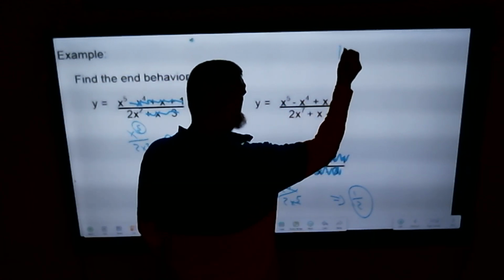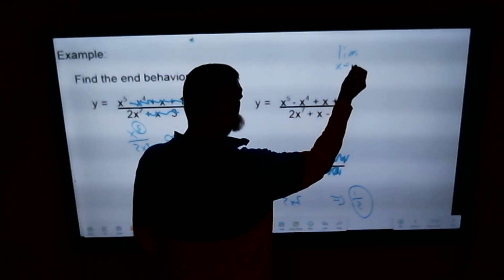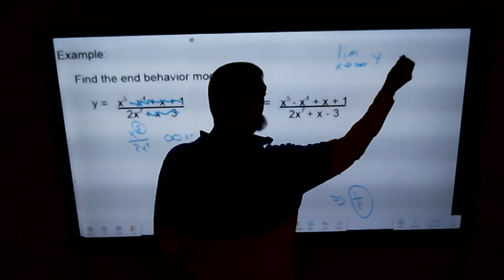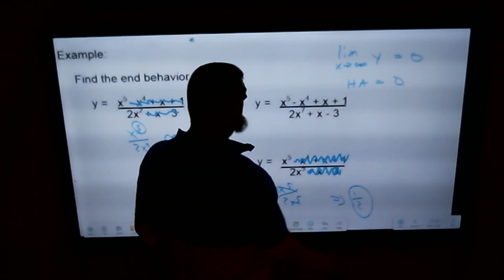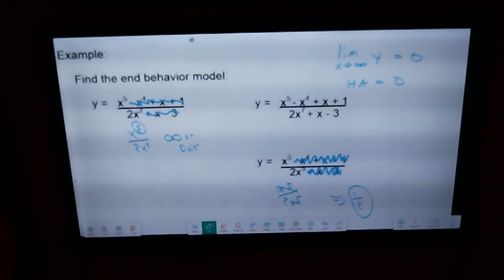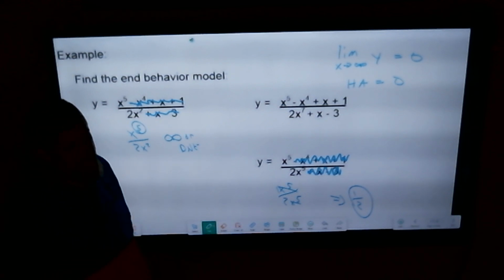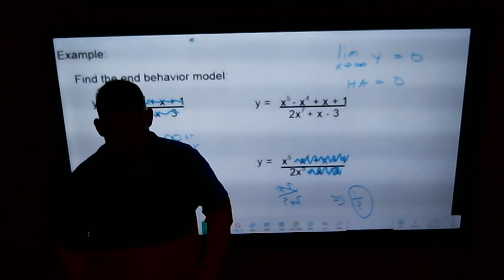So, if you haven't caught it, I've said it several different ways. The limit as x goes to infinity of y equals 0. Or I could say the horizontal asymptote equals 0. They're exactly the same thing. You find them exactly the same way, just a different way of asking the question. In fact, there's a third way to ask it as well. I could say, what's its end behavior? It's approaching 0.